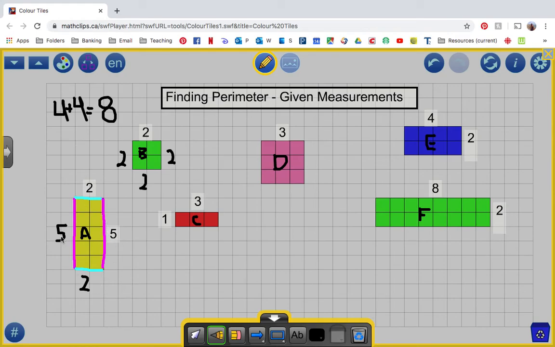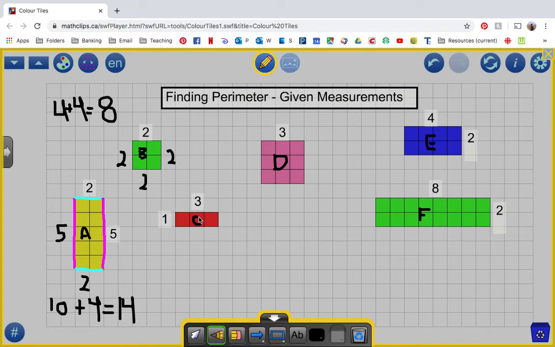So for that, I would add the parallel lines together. I would go 5 plus 5 gives me 10. And then I would go 2 plus 2 gives me 4. I hope you're over there screaming out answers with me, guys. So 10 plus 4 is 14. You got it. So now we know the perimeter of A and the perimeter of B.